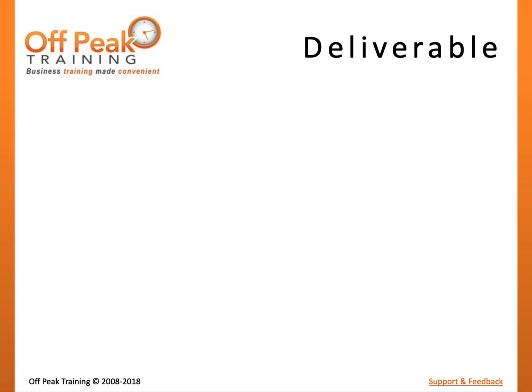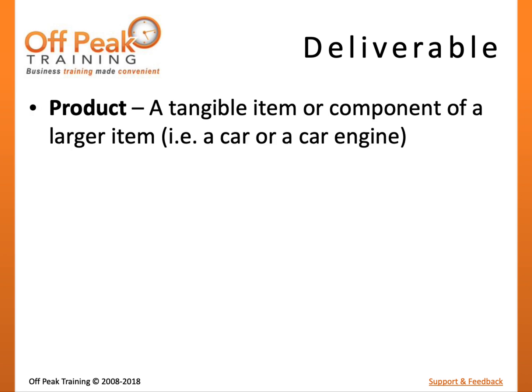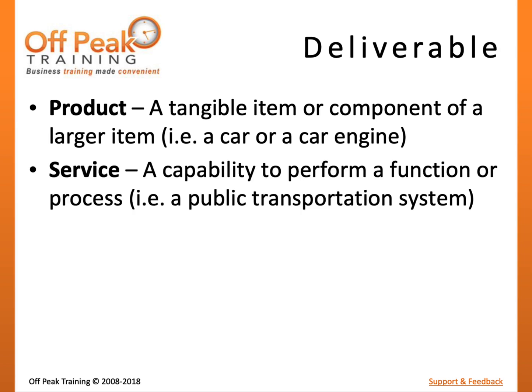The type of deliverable that a project produces can vary. By definition, a deliverable is a measurable or verifiable work product, service, or result. Products can be thought of as tangible items that can be seen with the eye or touched. A service may provide a capability, such as implementing a public transportation system.